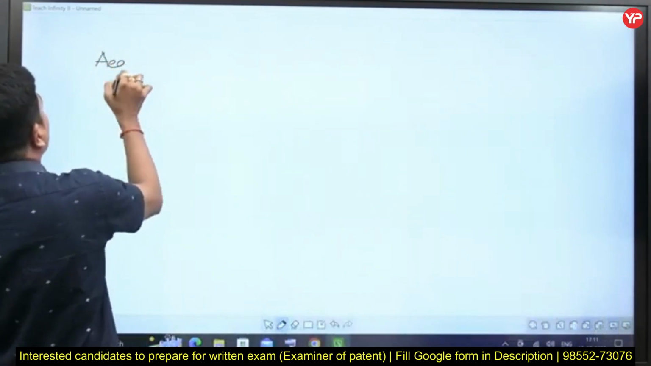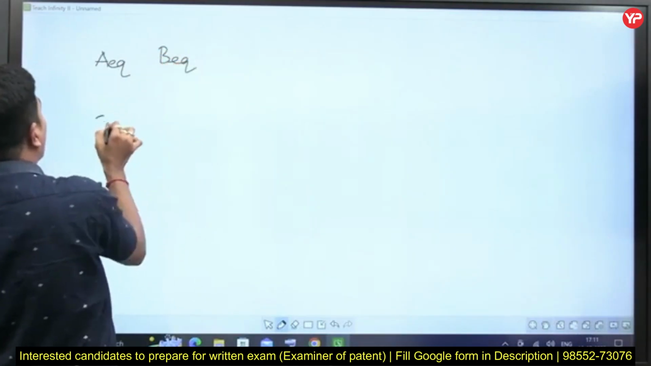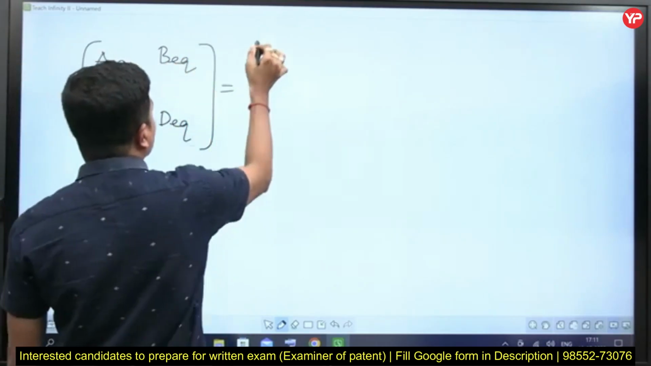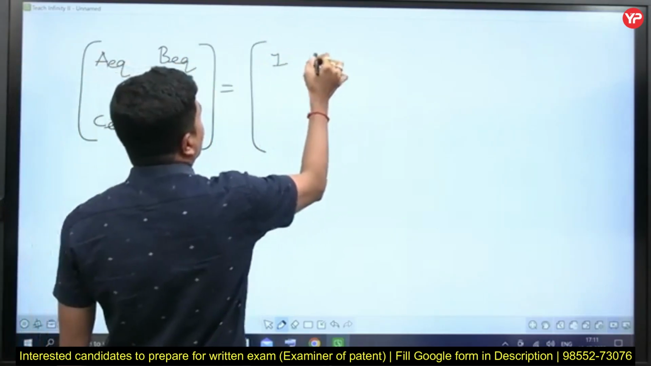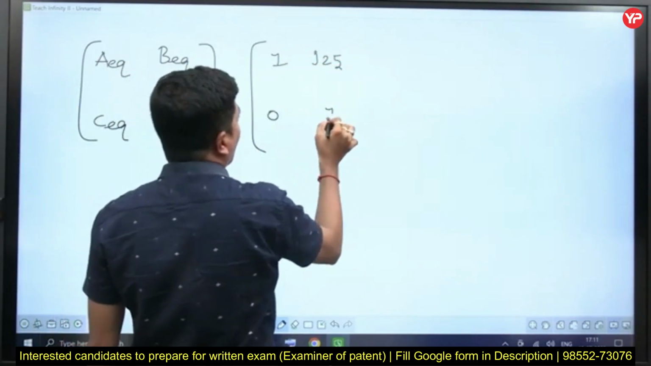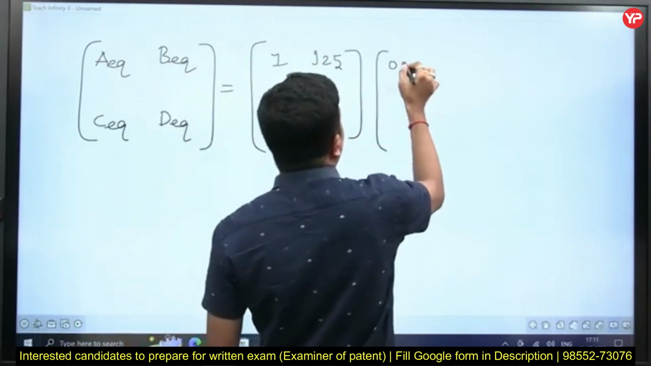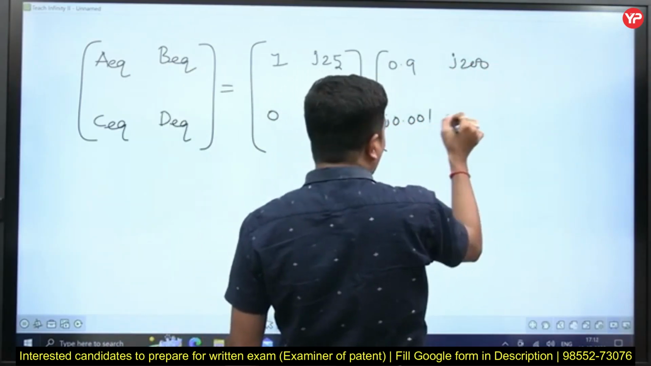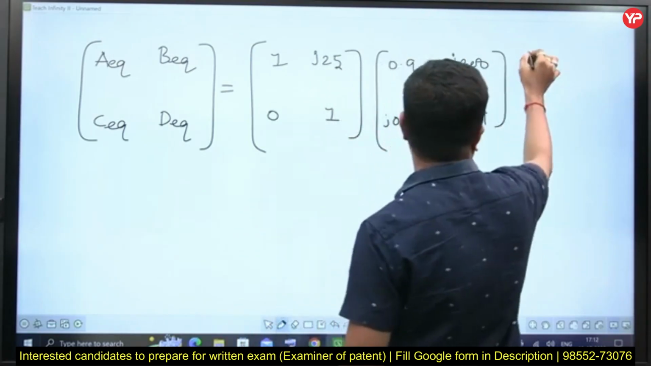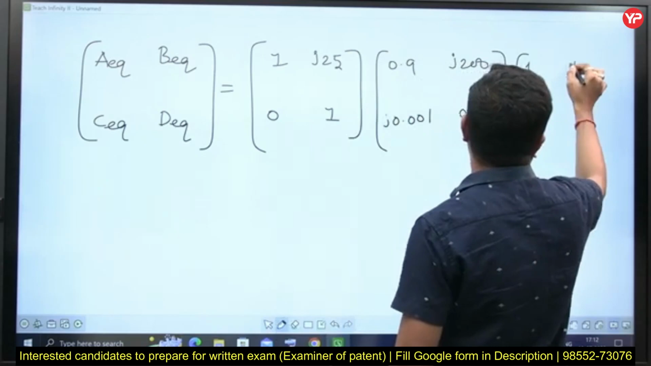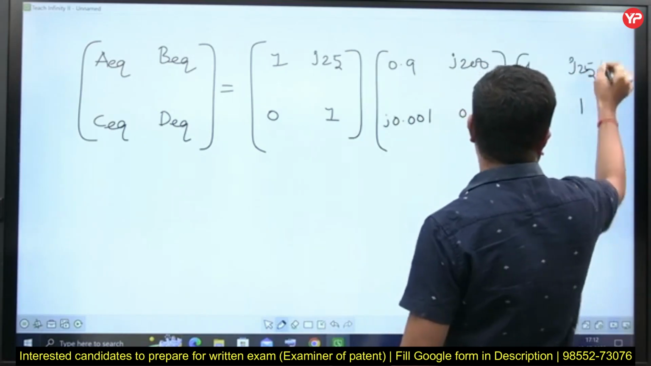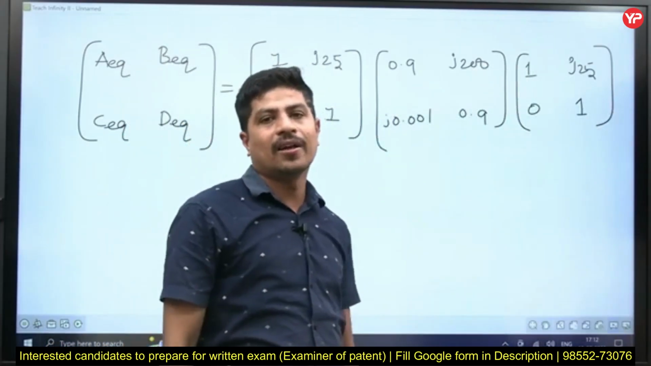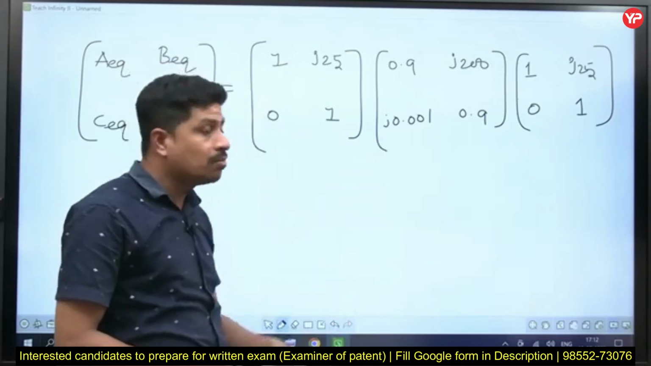A equivalent, B equivalent, C equivalent and D equivalent is equal to, what is the first section? 1, J25, 0, 1. Second section is 0.9, J200, J0.001, 0.9. The next section is 1, J25, 0, 1, because the third section and first section are similar. Now I have to perform this multiplication.